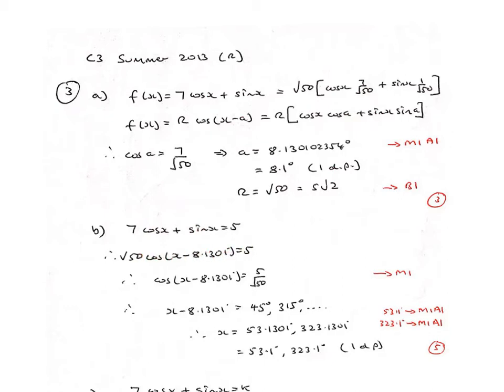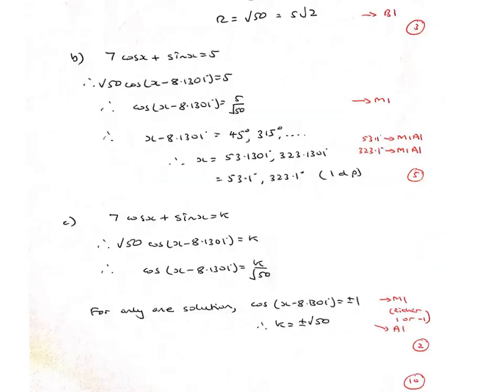So divide both sides by root 50, do inverse cos. Don't forget there's more than one answer. So 45 and 315, inverse cos of 5 over root 50 is 45, 315, there's other answers, but these are the only two that lie within the range once we've added 8.13 to them. So 45 plus 8.13, 315 plus 8.13, and we get your two answers, 53.1 and 323.1.